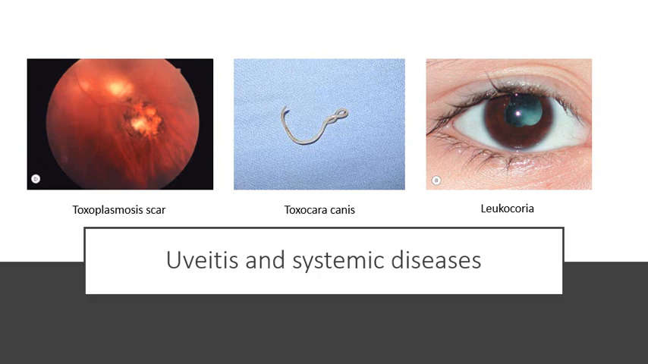Toxocariasis is an infestation with the intestinal roundworm of dogs, Toxocara canis, and the transmission occurs by accidentally ingesting soil or food contaminated with Toxocara, which has been shed through dog feces. The patient often presents between the ages of 2 and 9 years with leukocoria, which is the white reflex from the pupil, which you can see on the right-hand side there, strabismus, unilateral vision loss, and anterior uveitis and vitritis. It's not all that common, but you will see patients with this from time to time.